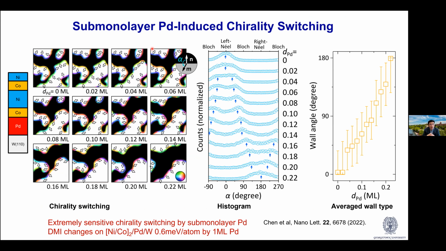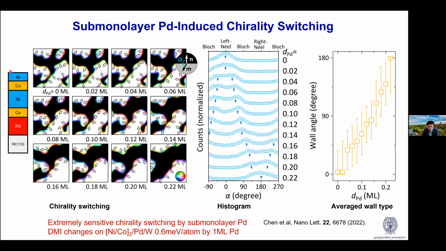And most recently, we've done another experiment of changing the palladium capping layer. In this example, we are still using this nickel cobalt palladium tungsten multilayer stack. We tuned the stack very close to the 0 DMI point. Now we're going back to the 0 DMI point.